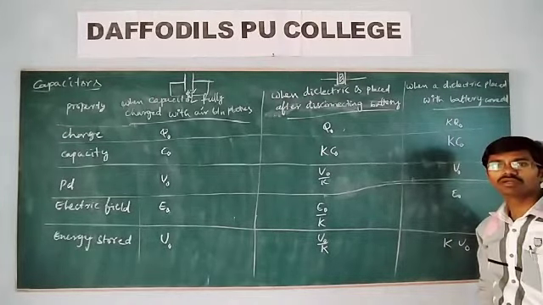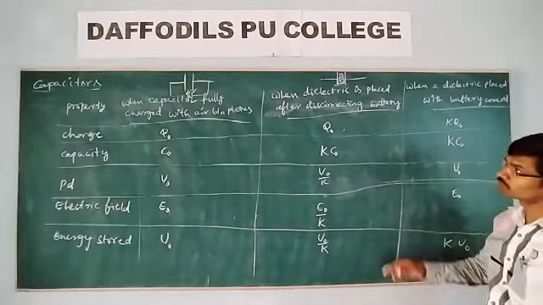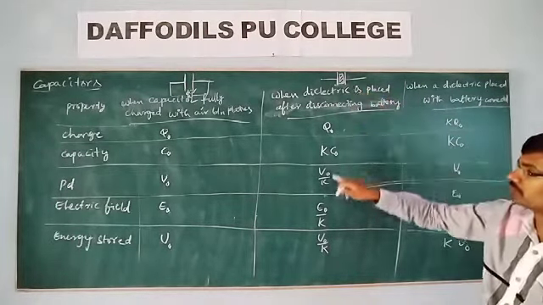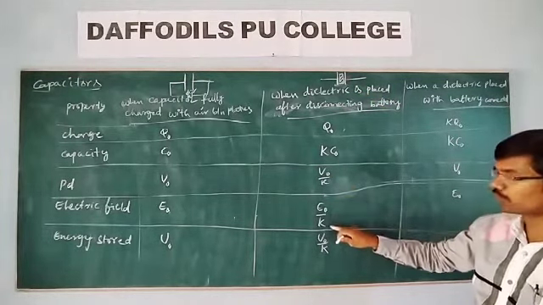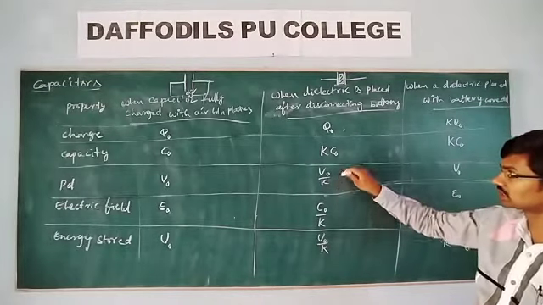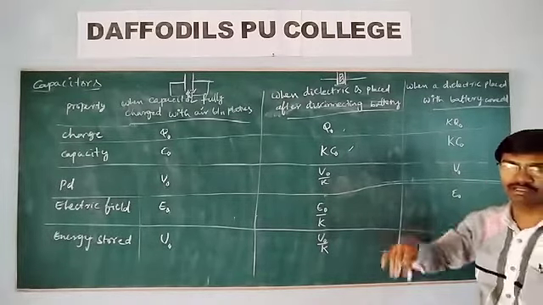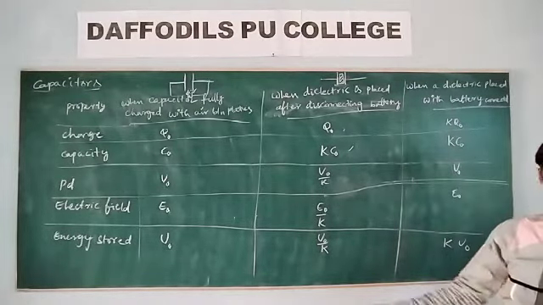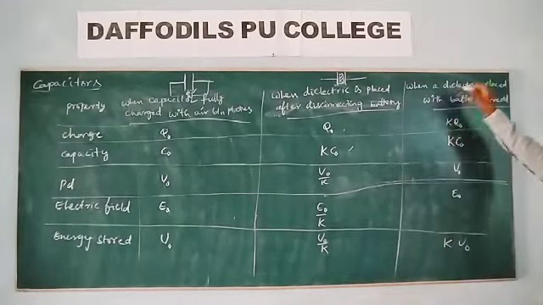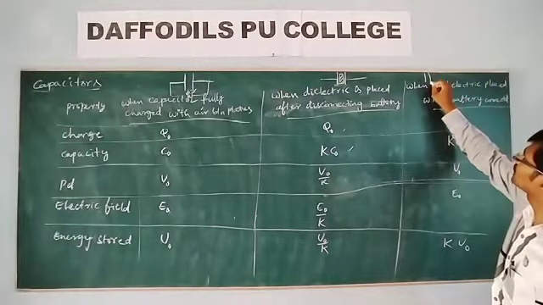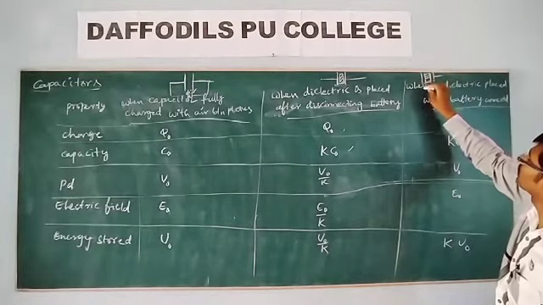C is equal to Q by V. What will be the potential when the dielectric is introduced? V0 by K, that we have seen. What will be the electric field? 1 by K times. The potential difference decreases so the capacitance increases, whereas the electric field also decreases. We have done this already for a parallel plate capacitor in the presence of a dielectric, and the energy stored will decrease.